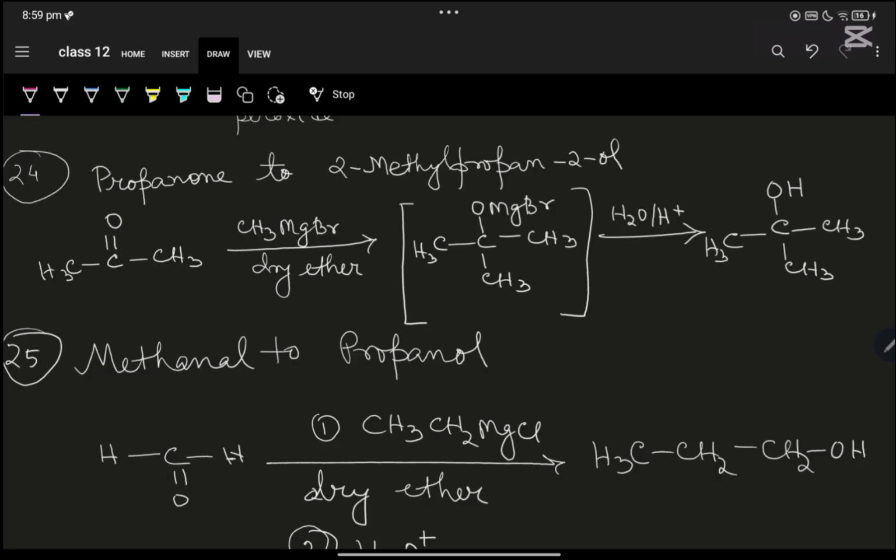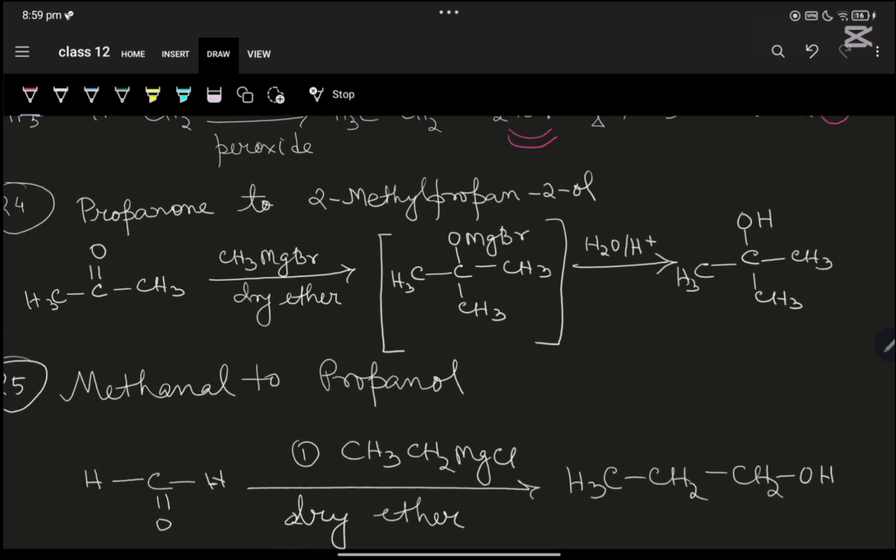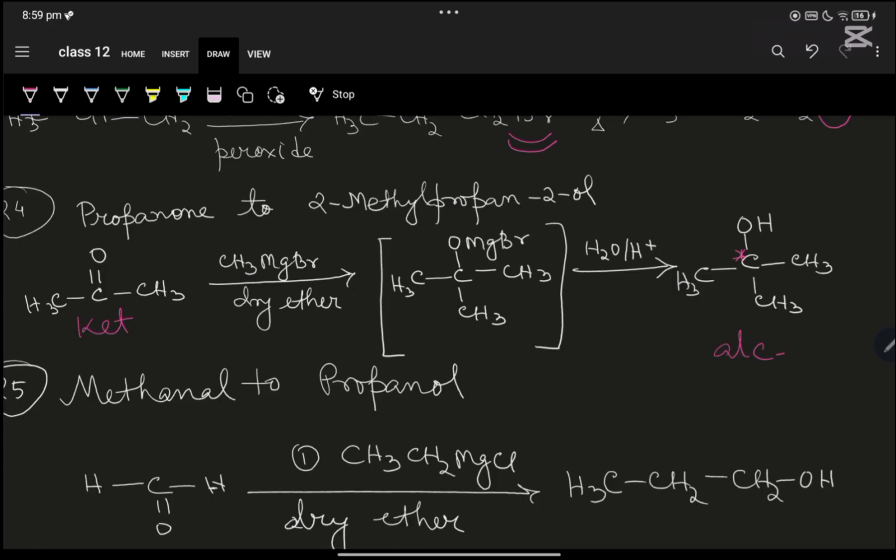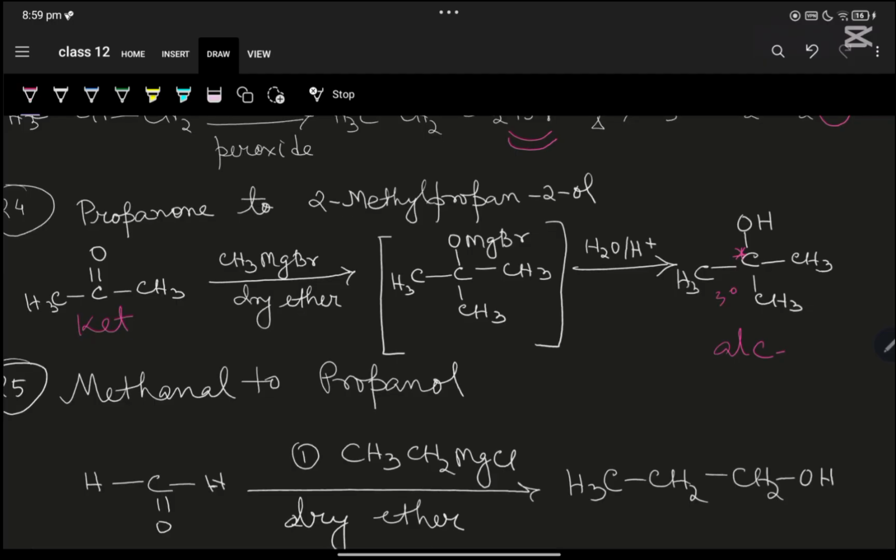Propanone to 2-methyl propan-2-ol. Propanone is a ketone. Now this is an alcohol. You should learn how to think. This is how many degree alcohol? See, it is a 3 degree alcohol. So with Grignard reagent, if you remember that if you add Grignard to formaldehyde HCHO, you will get 1 degree alcohol. Then you add it to RCHO, you will get 2 degree alcohol. And with ketone, you will get 3 degree alcohol. So obviously you need Grignard.